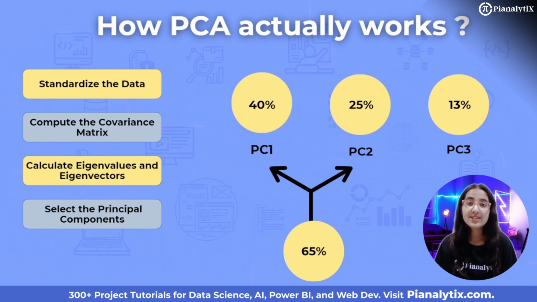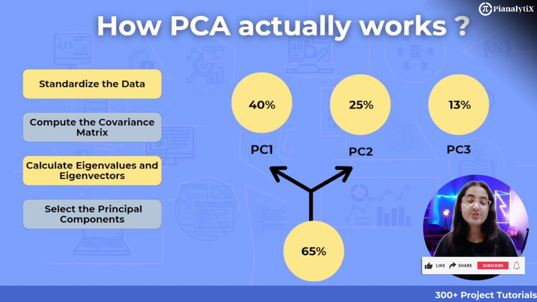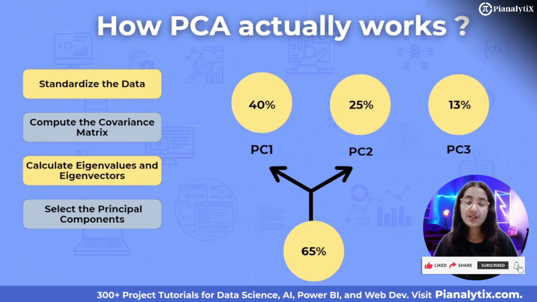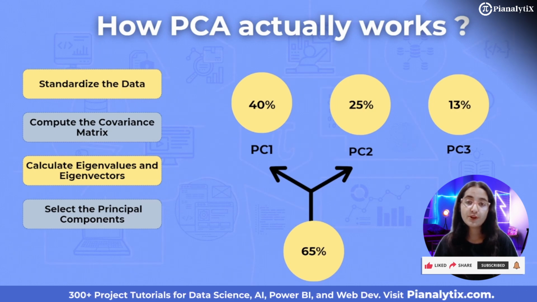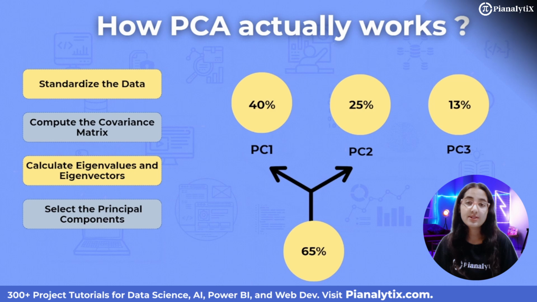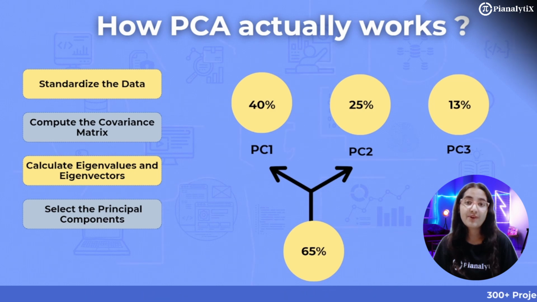Step number 4. Select the principal components. We rank the eigenvectors based on their eigenvalues and select the top components that explain most of the variance. Usually, the first few components account for the majority of the variation in the data. For example, suppose you are working with datasets that have 13 features. However, 13 features can be difficult to visualize and analyze. This is where PCA comes in to reduce the dimensionality while retaining the essential information.